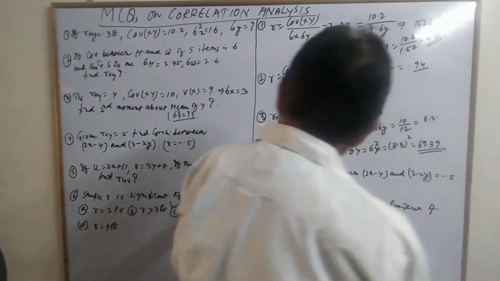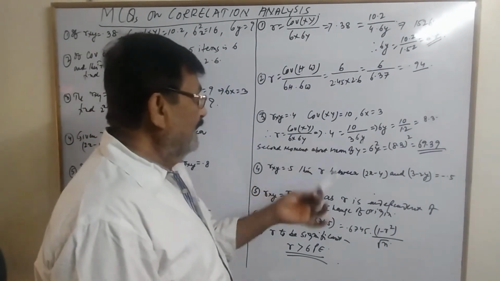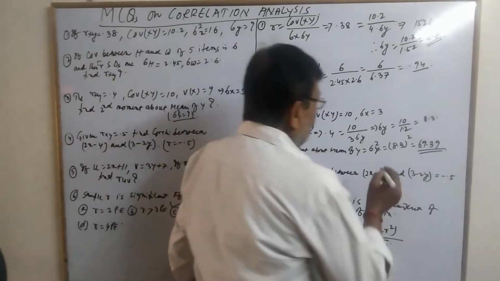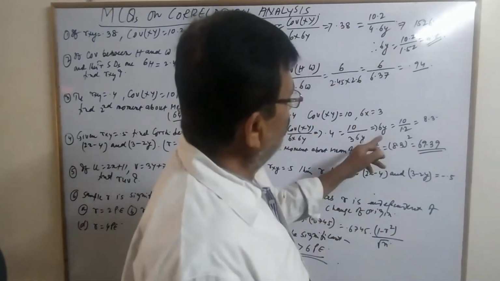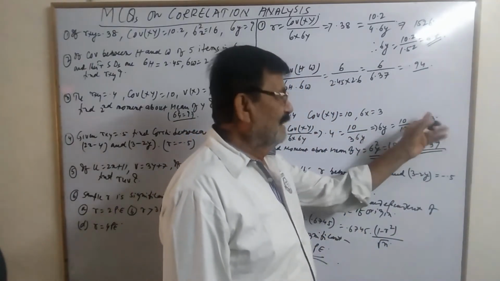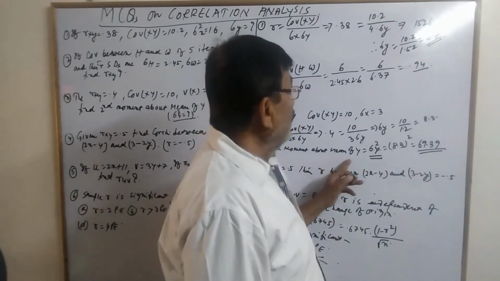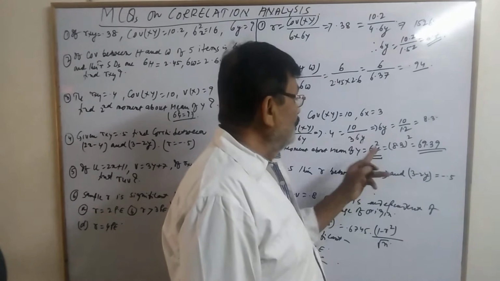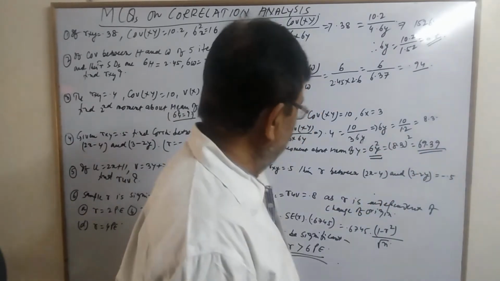Now, in the question it has been asked what is the second moment about mean of the y series, and this is the variance of y, sigma square y. Right now we have got the value of sigma y. Simply it has to be squared, and so the second moment about mean of y, or the variance of y, would be 69.39. So this would be the answer.